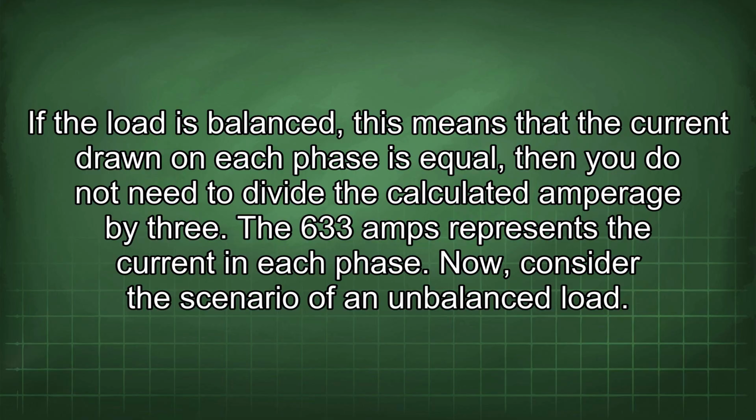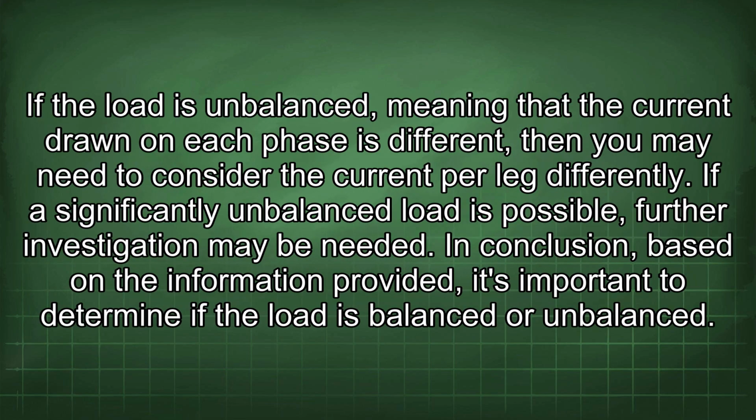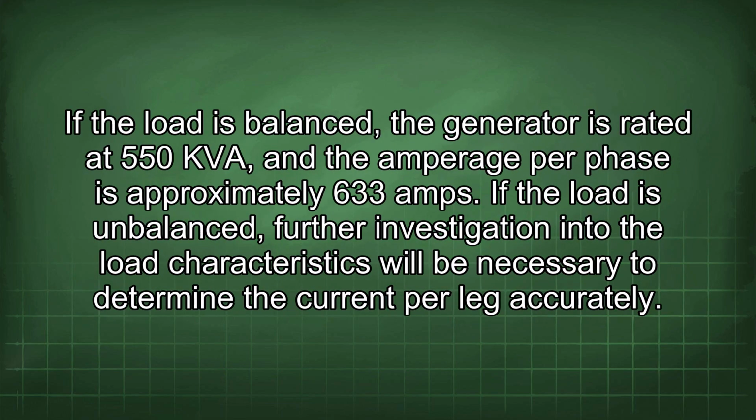Now, consider the scenario of an unbalanced load. If the load is unbalanced, meaning that the current drawn on each phase is different, then you may need to consider the current per leg differently. If a significantly unbalanced load is possible, further investigation may be needed. In conclusion, it's important to determine if the load is balanced or unbalanced. If the load is balanced, the generator is rated at 550 kVA, and the amperage per phase is approximately 633 amps. If the load is unbalanced, further investigation into the load characteristics will be necessary to determine the current per leg accurately.